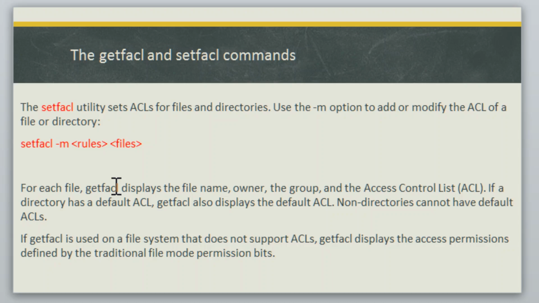For each file, getfacl displays the file name, owner, the group, and access control list. If a directory has a default ACL, getfacl also displays the default ACL. Non-directories cannot have default ACLs. If getfacl is used on a file system that does not support ACLs, getfacl displays the access permissions defined by traditional file permission bits.